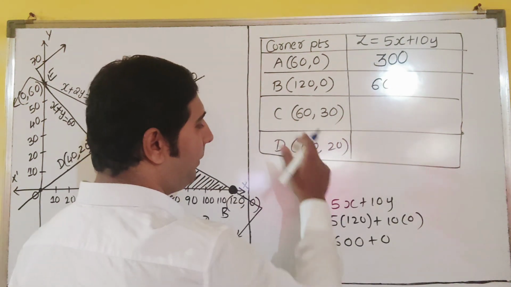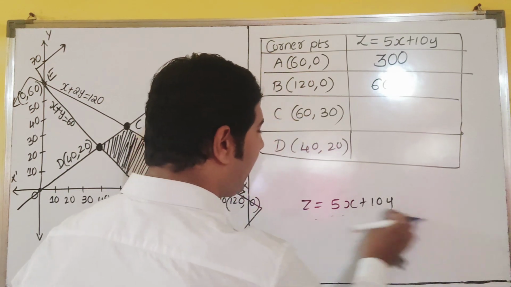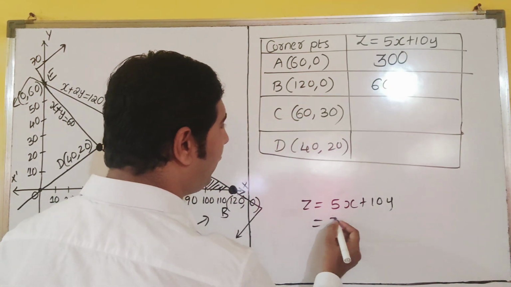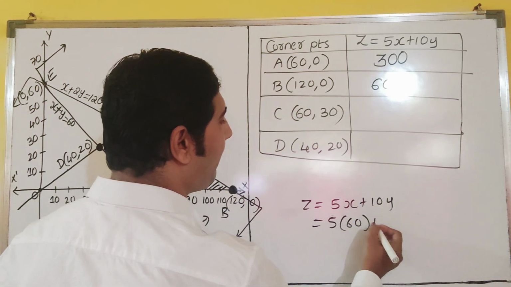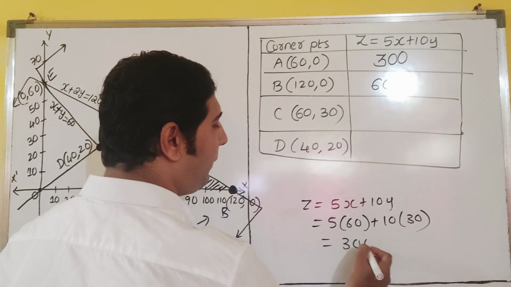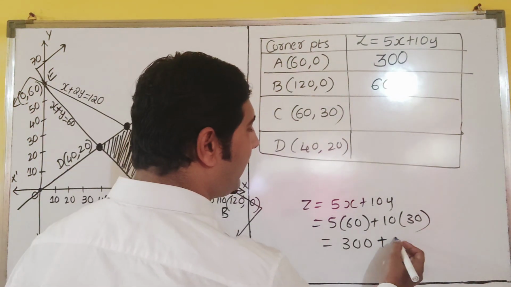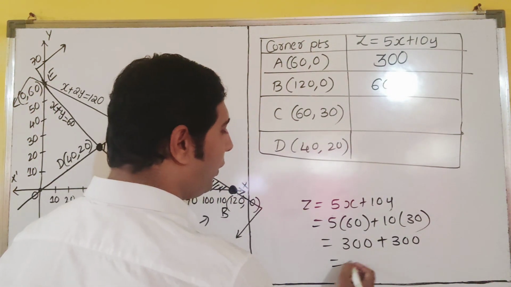So next is what? Two more are there. Sorry. So now next two more you put here. 5 into 60. 10 into 30. So how much will you get? 5 into 60 is 300. 10 into 30 is 300, dear students. So we got 600.